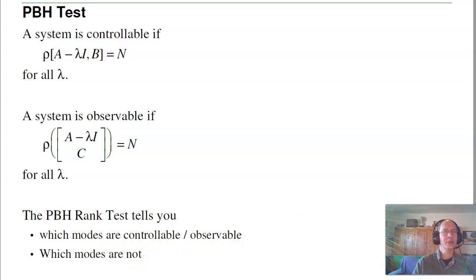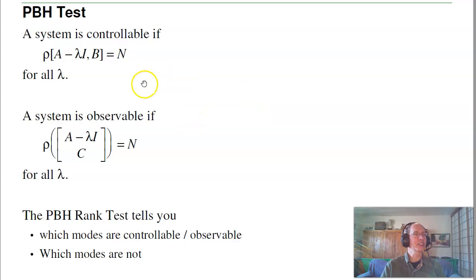A little bit harder to run because I have to run a bunch of tests. Typically what I do is run a controllability test. If it's full rank, you're done. If it's not full rank, I want to know which mode is not controllable or which mode is not observable. Then you run the PBH test.